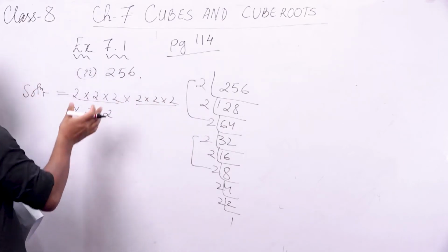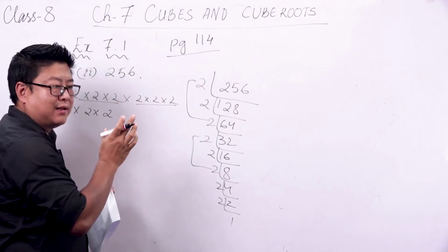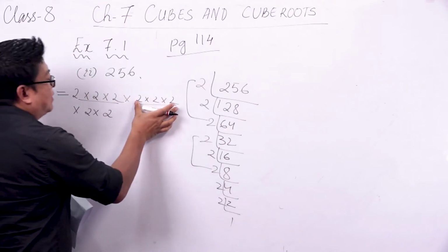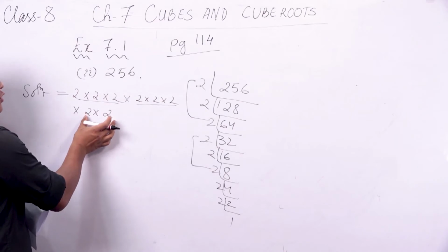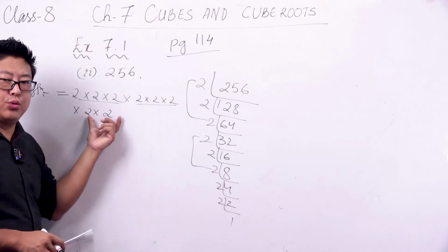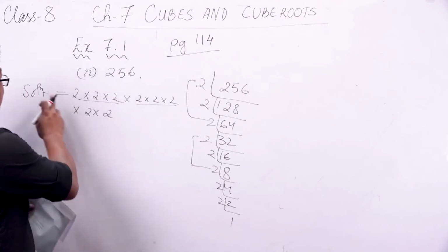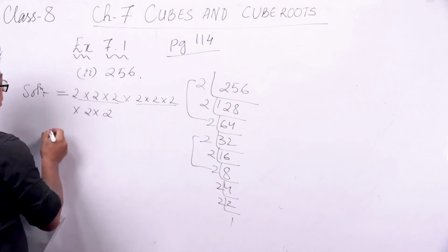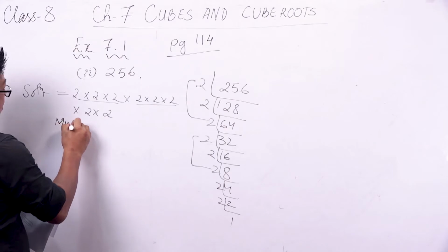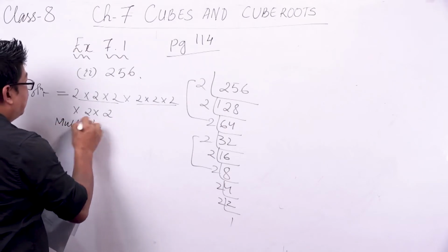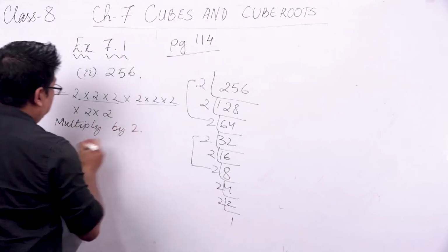All right. So when we group them into triplets, this is a triplet, this is a triplet, this is not a triplet. It has only two 2's. That means if we multiply one more 2 here, this number will become a perfect cube. So we simply write like this: multiply by 2.